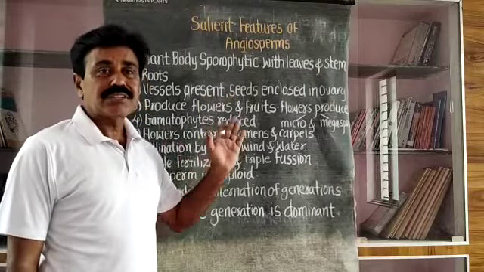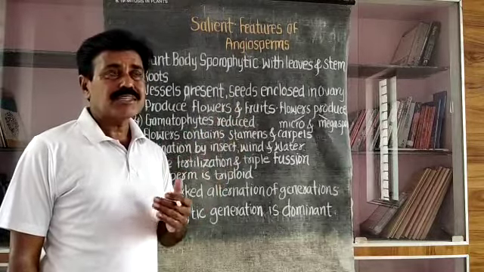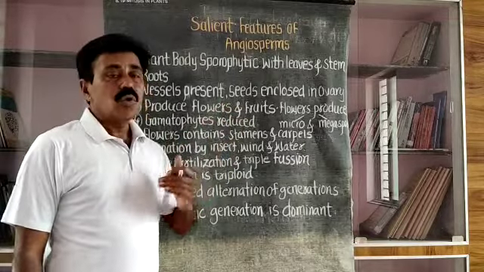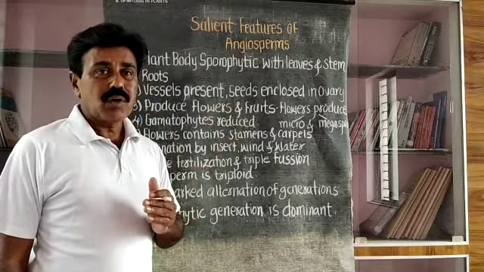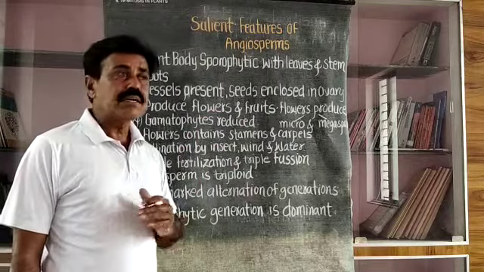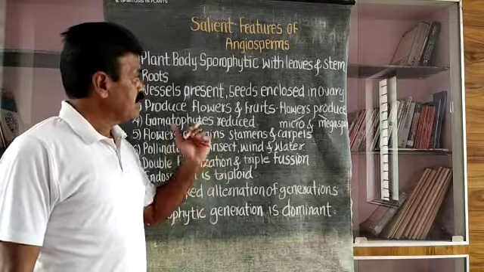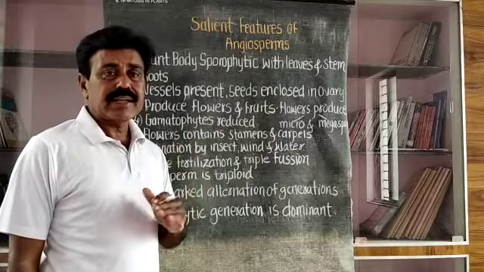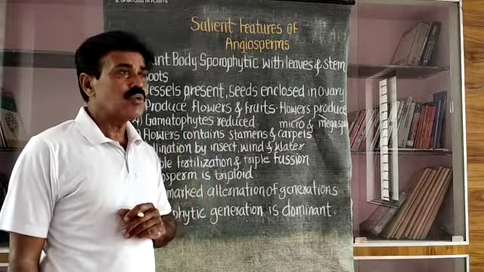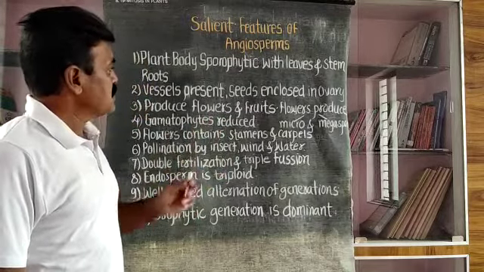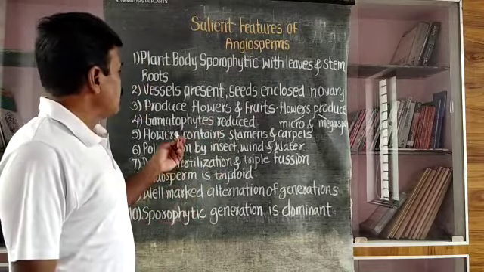Hence it is called so, as the seeds are enclosed in the ovary wall. As far as the gymnosperms are concerned, the ovules are naked, without any ovary wall. That means gynoecium is absent in the gymnosperm, and gynoecium is present in the angiosperm. That means seeds are naked in the gymnosperm, and seeds are enclosed in the ovary wall of the gynoecium in the case of angiosperm. Then the next salient feature is there.